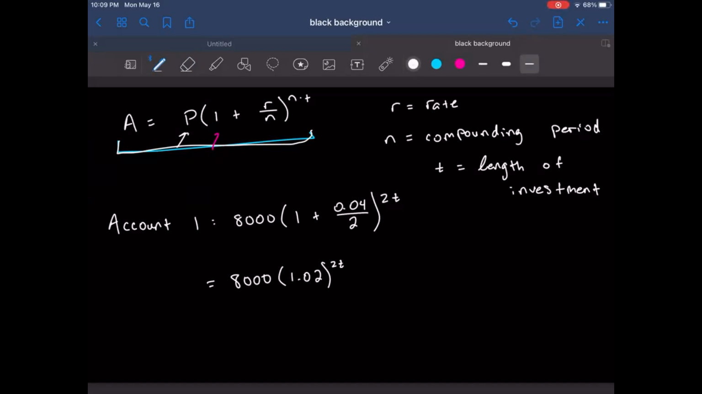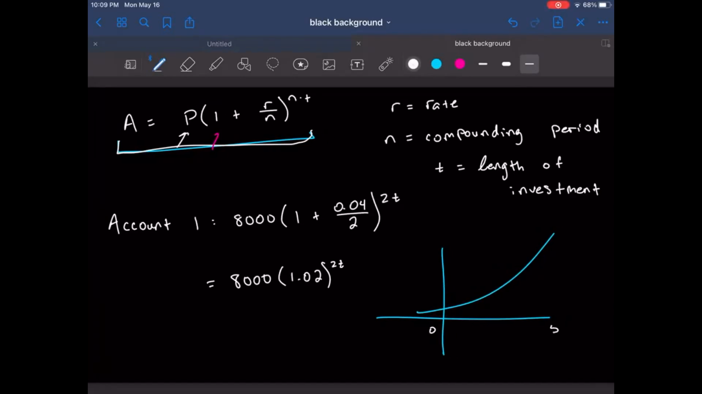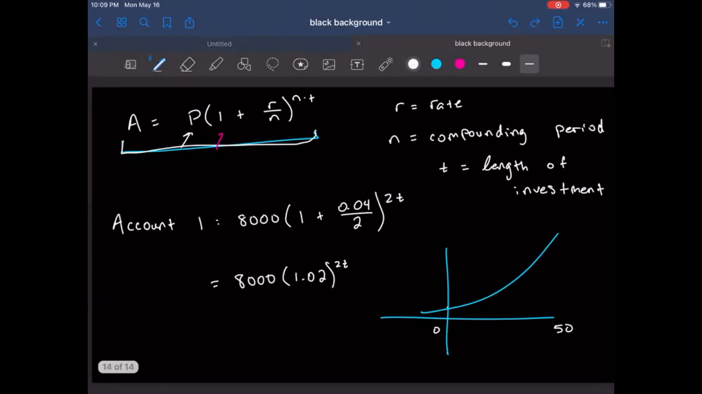Okay. And it's an exponential function, right? You can plug in a few values, it's qualitative, it's going to be something like that. And then you've got the window there, obviously. Then plug in important values. Like what is this value when t is equal to 0? Well, 8,000. So your y-intercept is 8,000. Okay.